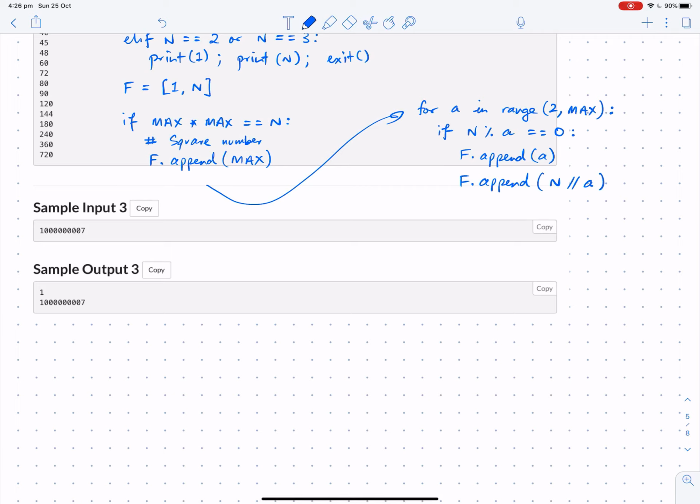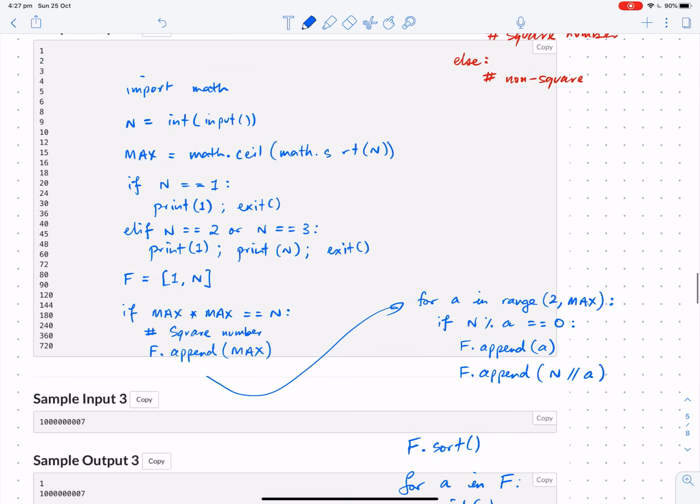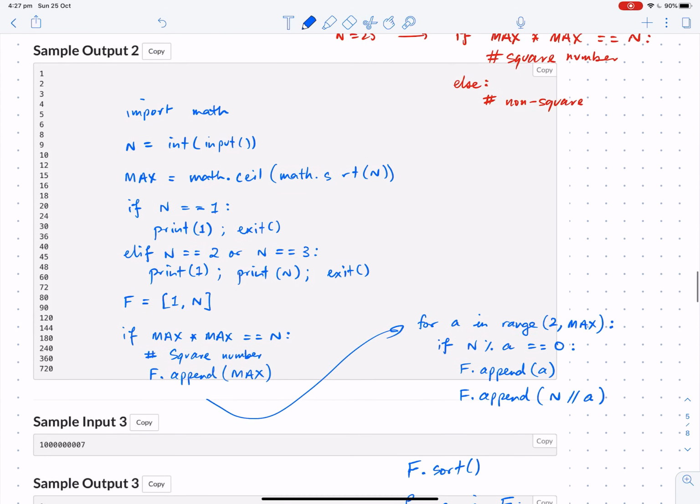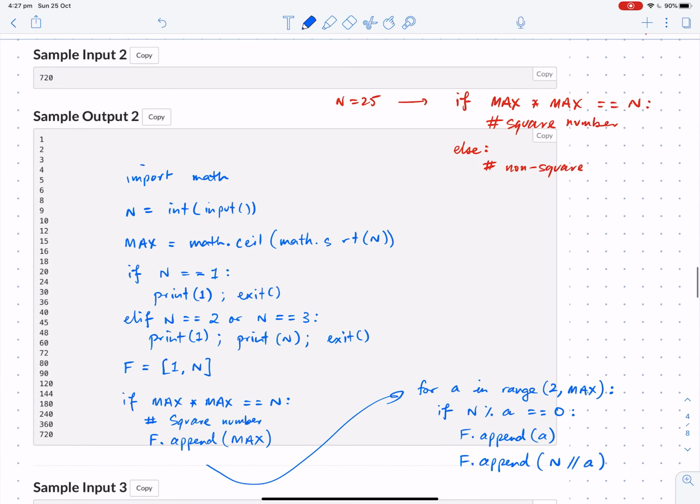Right, that goes through all the factors that we need. And now we can just go f dot sort, and then for a in f, print a, and that's our complete program. So you might like to try typing all that in and try it with some values yourself, like 720, and check that you get all the numbers you see here. Try some square numbers, try some small ones, some large ones.